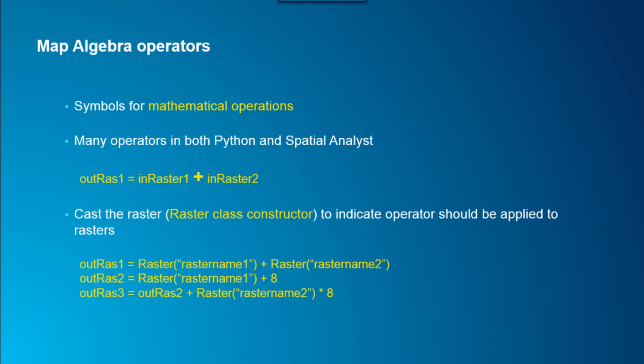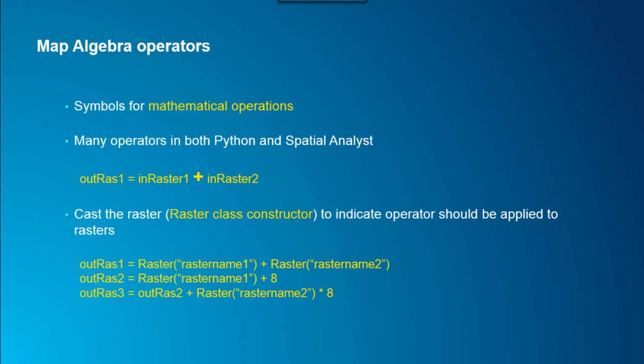Out raster 1 equals in raster 1 plus in raster 2. What does it say? Anybody? It's adding two rasters, right? But if you are doing Python without raster, it's adding two numbers, or variables, or a string, or something else. So depending on the context, it's doing something different.